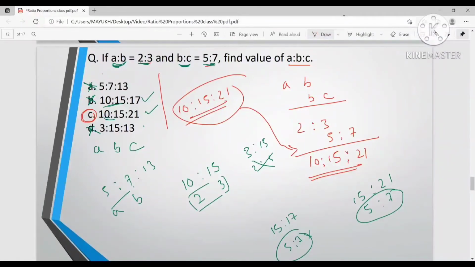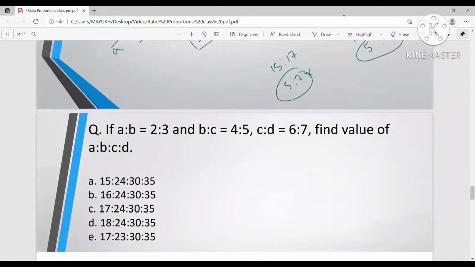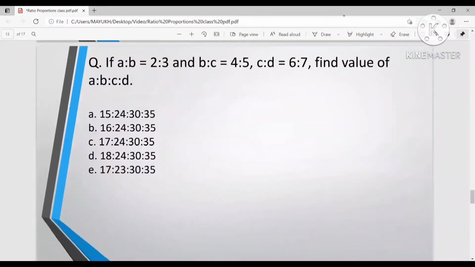Shortcut is nice, no? Okay, let's try it if something was there with 4, A, B, C, and D. Let's go. Let's say A is to B, B is to C, C is to D, and now we have to find A is to B is to C is to D. Let's say, sir, this is so lengthy. What to do? Okay, no problem. But I'll start with the initial.